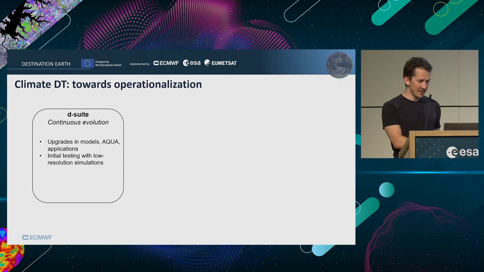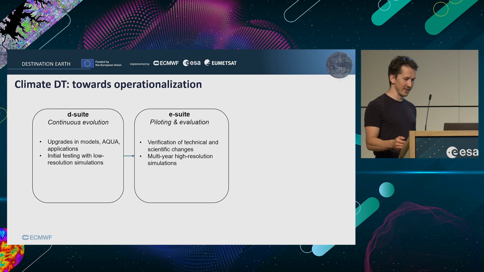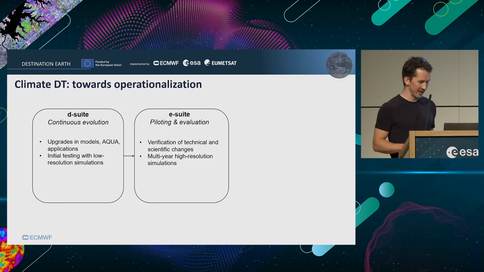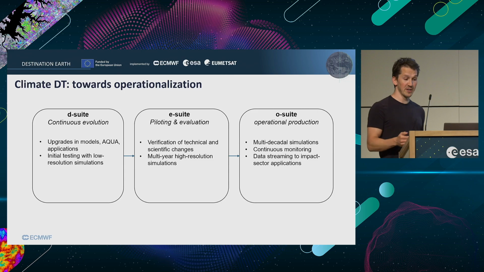Now, once the development has concluded, this is handed over to our so-called E-suite, which is where the evaluation is happening. So we put all of the elements together, make sure that at the resolution that we're running in operations, everything works out, the quality is as expected. And once this is signed off in the E-suite, it's handed over to operations, where then the multi-decadal simulations that I showed on the previous slides are being produced.